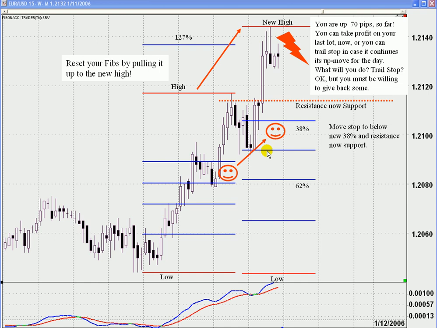So you can choose to do a couple of things with the last 20% of your position. You can move your stop below the 38% retracement, the 62, or you can even keep it below your original low. And consider in your equity management that price may come all the way back down and stop you out.